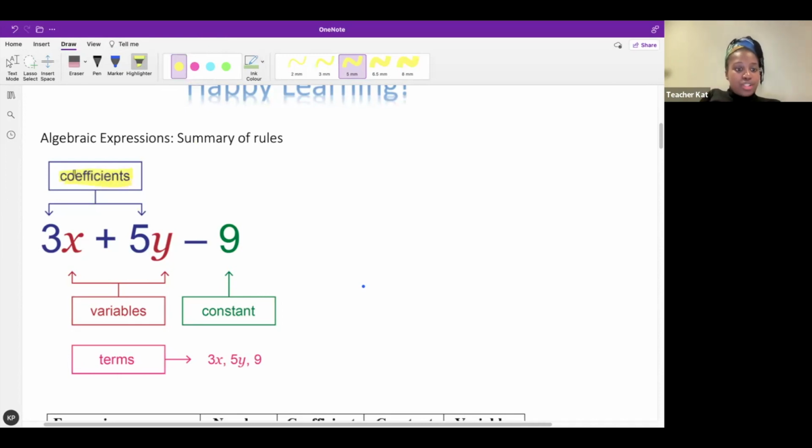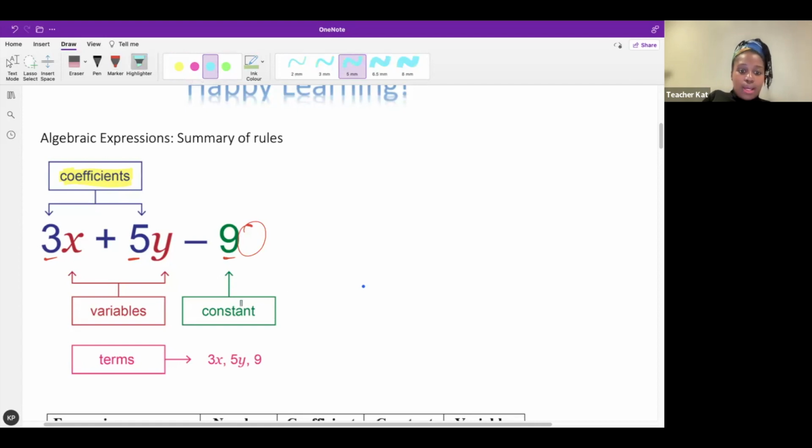Our coefficients are the numbers that are in front of my variables. And in this case, we have a 3 and a 5. The numbers in front. So the coefficient is not 3x, it is just 3. And this one is just 5. 9 or -9 cannot be a coefficient because there is no variable next to it. Okay, it's sitting on its own.